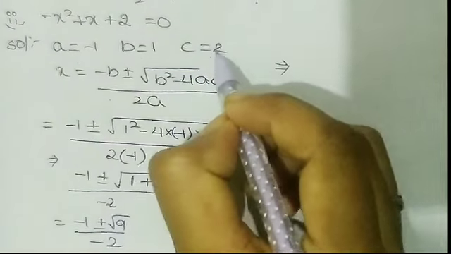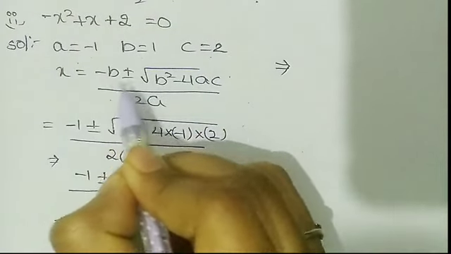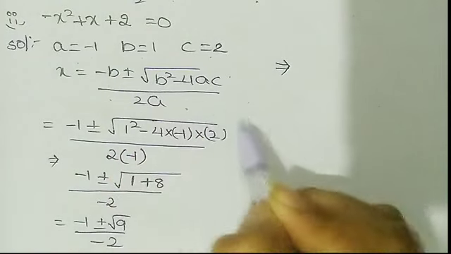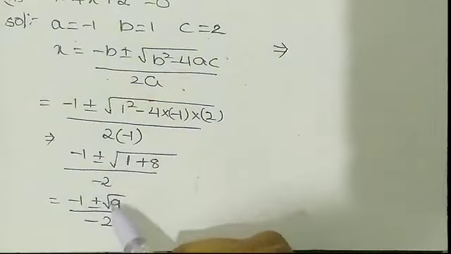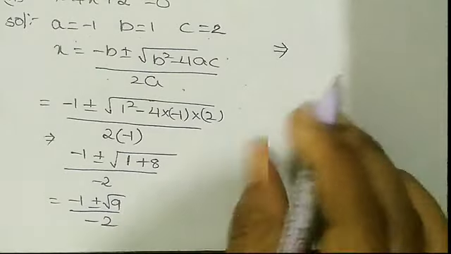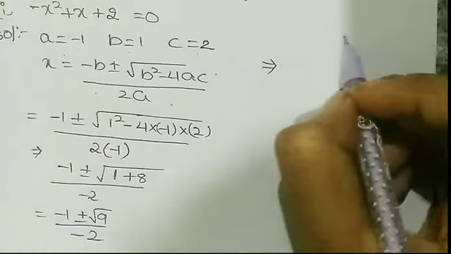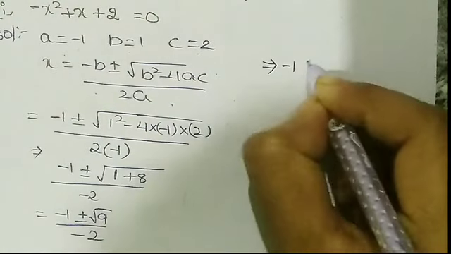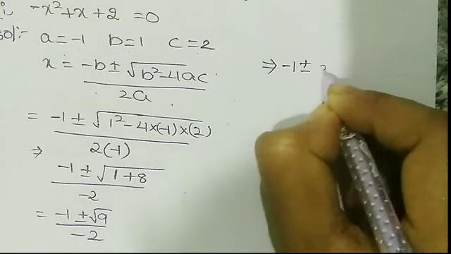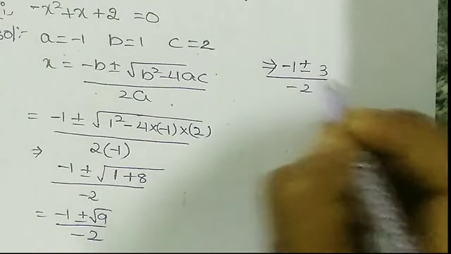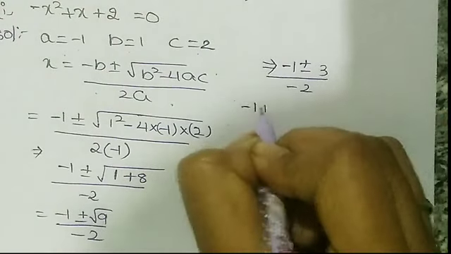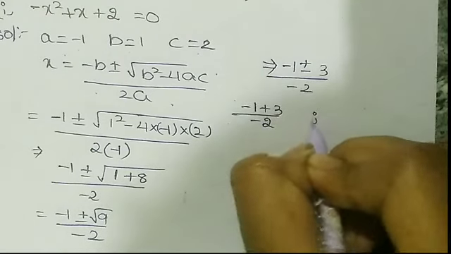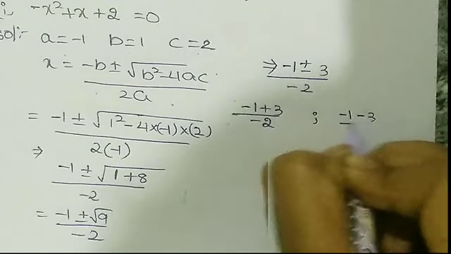So our answer is minus 3 plus or minus root 7 i by 4. So the roots of the equation are minus 3 plus root 7 i by 4 and minus 3 minus root 7 i by 4. These are the roots. These are complex roots.